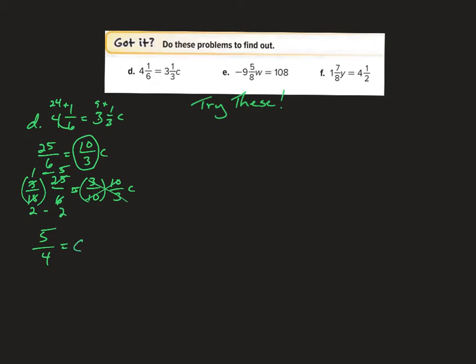And then when I convert this back into a mixed number, 4 goes into 4 one time with 1 left over, and then I keep my denominator as 4. And I can switch it around to read C is equal to 1 1/4.